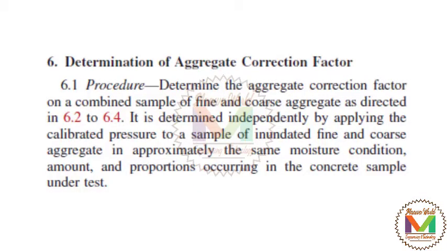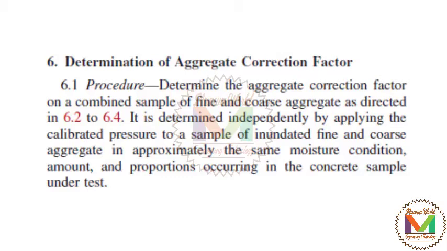As you know, during the test procedure I skipped some information regarding determination of aggregate correction factors. As per section 6.1, we have the procedure. We need to determine the aggregate correction factor on a combined sample of fine and coarse aggregate as required, or as directed in sections 6.2 to 6.4. It is determined independently by applying the calibrated pressure to a sample of fine and coarse aggregate in approximately the same moisture condition, amount and proportions occurring in the concrete sample under test.